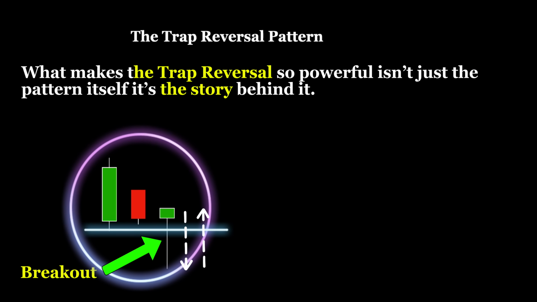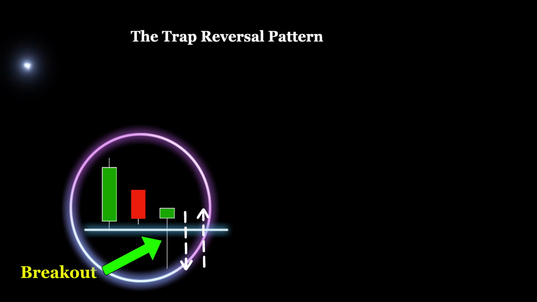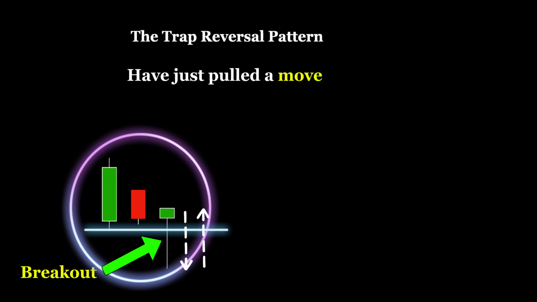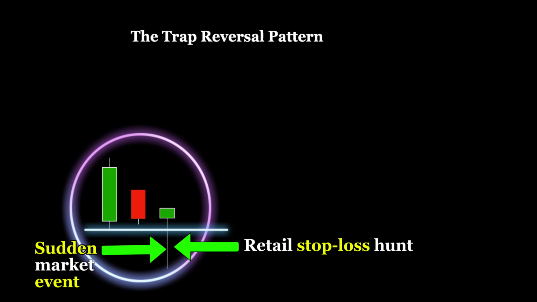What makes the trap reversal so powerful isn't just the pattern itself, it's the story behind it. When you spot one on the chart, it usually means that big players, banks, hedge funds, and smart money have just pulled a move. There are two main scenarios. They've deliberately triggered retail stop losses, creating a liquidity vacuum before snapping the price back the other way. Or they're reacting to a sudden market event, causing a sharp reversal right after a fake breakout. Either way, the trap reversal sends a strong message: the initial breakout was a lie, and price is now likely to continue in the opposite direction.